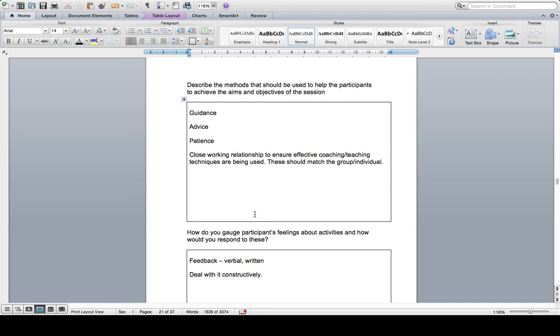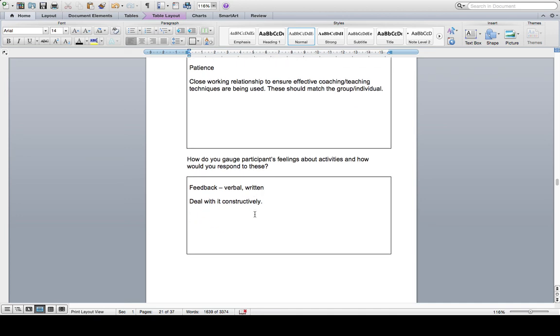Another way which can help them achieve their aims and objectives is a close working relationship. What that means is that they trust you, and they will confide in you and say, look, I'm really finding this difficult, can you give me advice on this? Some coaches might be really unapproachable, and participants might not want to approach them and say, I've got issues with this. They might just want to please the coach and say, yeah, I understand that, and really, they don't. In that case, the participants might not reach their aims and objectives of the session because they're scared of letting the coach down by saying they don't understand something. But in the long run, it's going to be worse for them. So a close working relationship is really important.